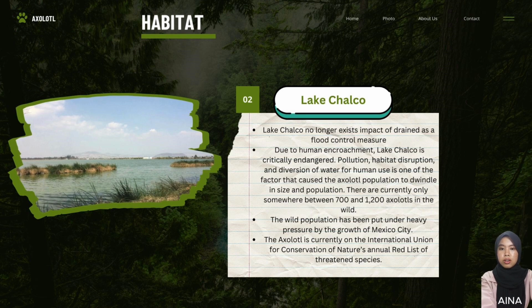There are currently only somewhere between 700 and 1,200 axolotls in the wild. The wild population has been put under heavy pressure by the growth of Mexico City. The axolotl is currently on the International Union for Conservation of Nature's annual Red List of threatened species.